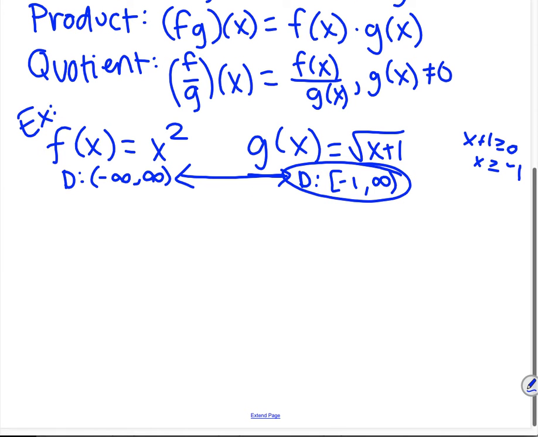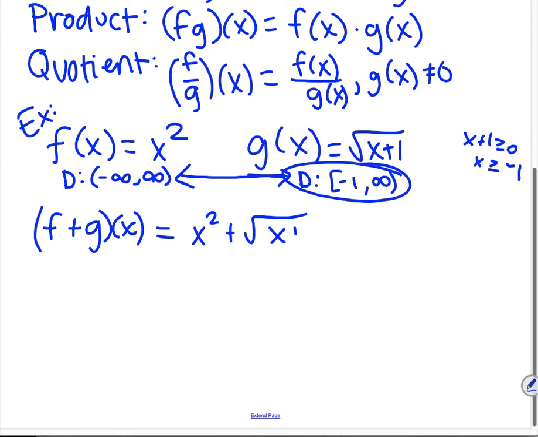So if I find what f plus g of x is, and it can sometimes be written with or without a parenthesis around both of them, that would be f of x plus g of x. So that would look like x squared plus the square root of x plus 1. Can't combine them because they're not like terms, so you just leave it like that. And I think your book wants you to state the domain that it's on. It's only true for the domain of g of x, because that's where their domains intersect. So that would be addition.